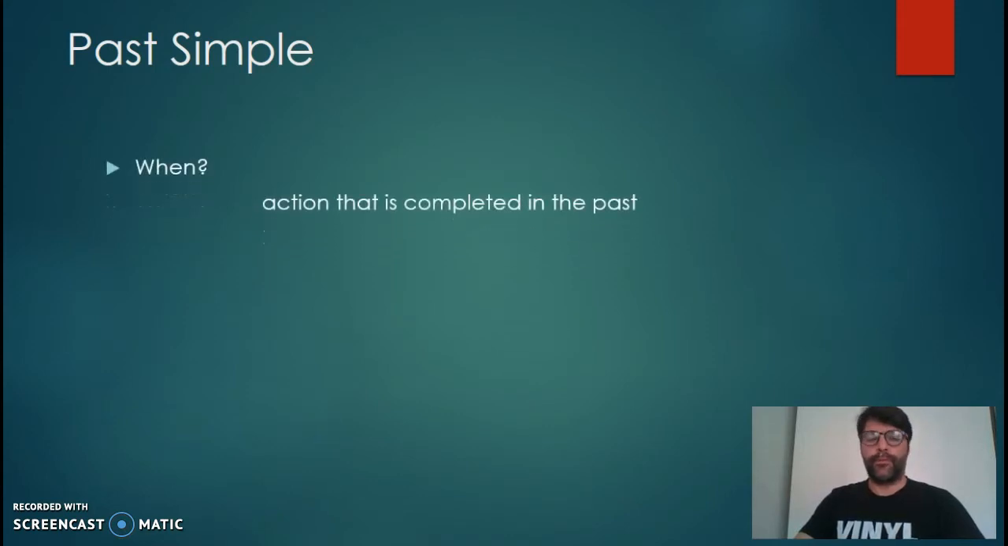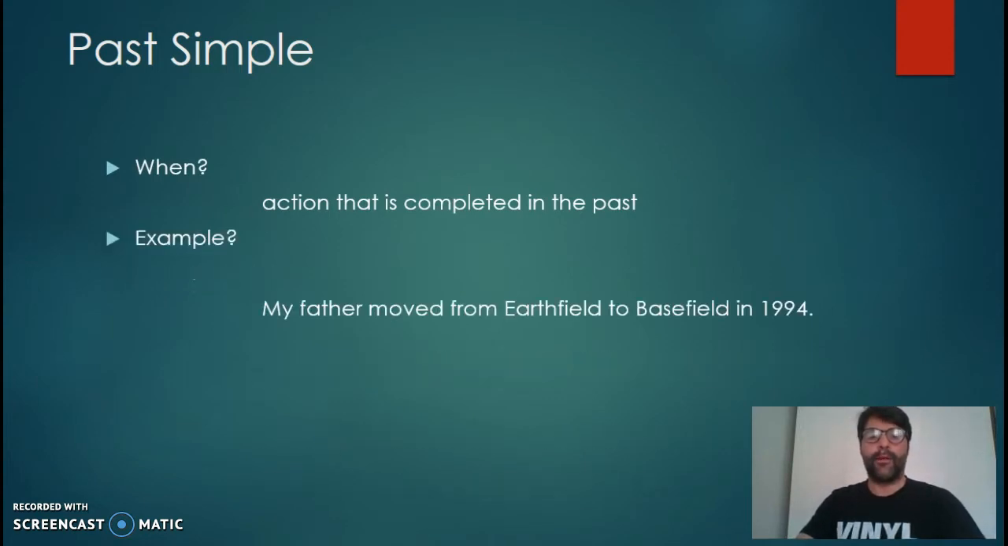It's very simple. You use it when you're talking about an action that is completed in the past, that is completely over. For example, my father moved from Earthfield to Basefield in 1994.